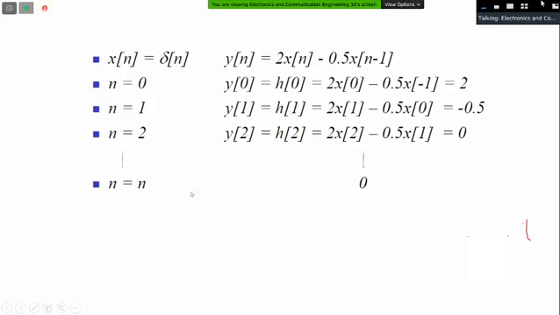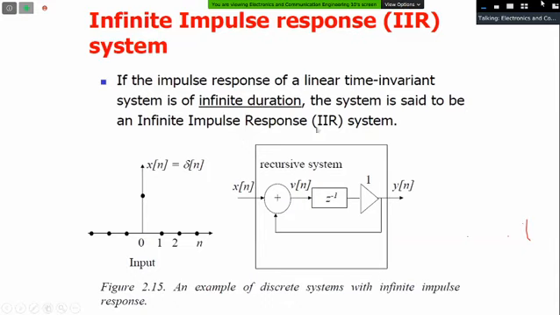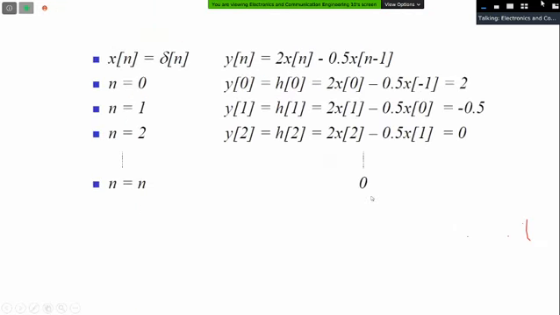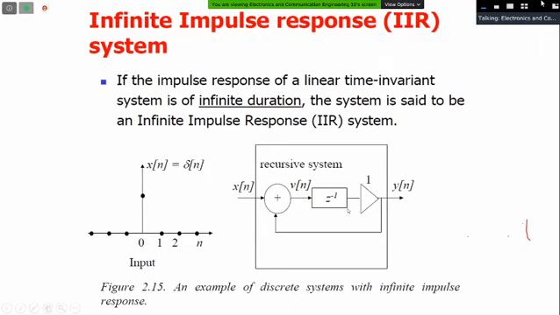All right, so what is an infinite impulse response? If the impulse response of a linear time invariant system is of infinite duration, the system is said to be an infinite impulse response system. So let us check. This is an example of a recursive system. Let me also explain what is recursive and non-recursive. If you see this system, this is a non-recursive system. Why? There is no feedback path, no path going backwards from Yn. Whereas here there is a feedback path, so this is a recursive system. We will talk about recursive and non-recursive systems in detail.